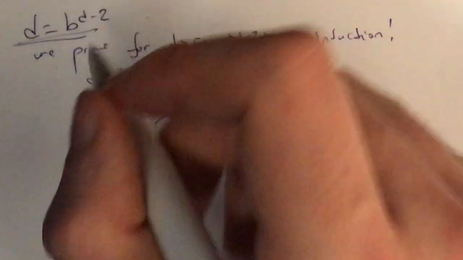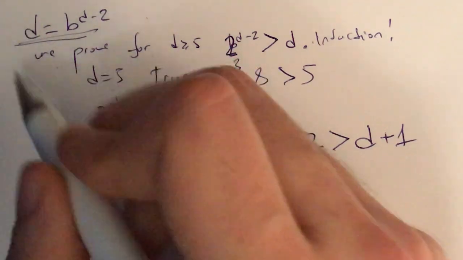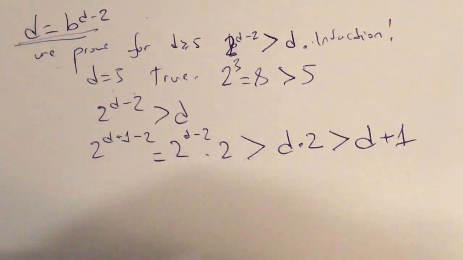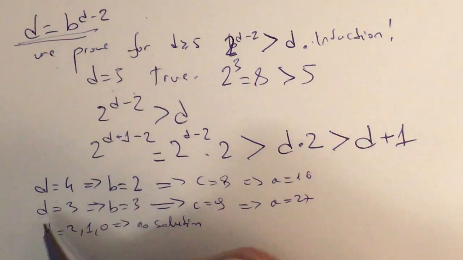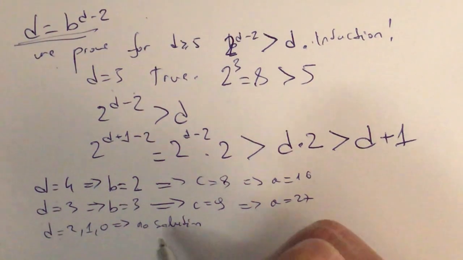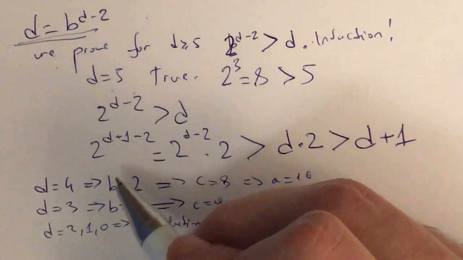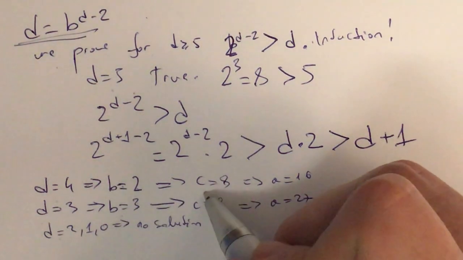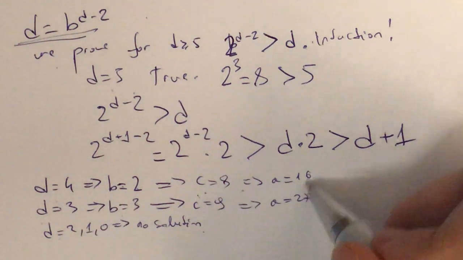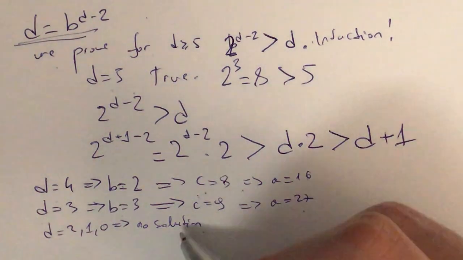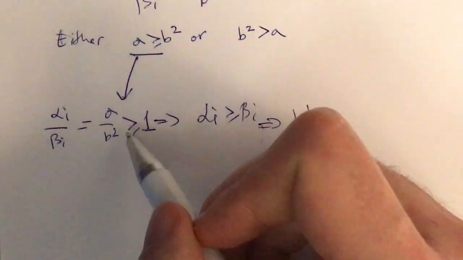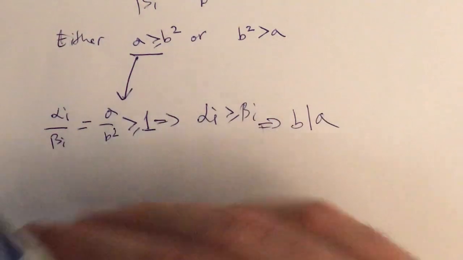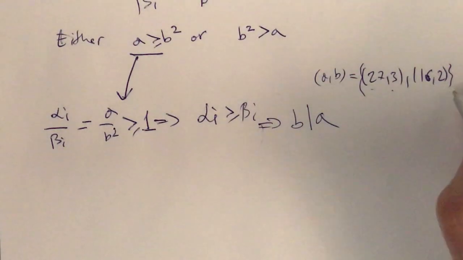Now this means here that we only have to really worry about cases for d being less than or equal to 4. And what we get is d is equal to 4 implies b is 2, d is 3 implies b is 3, d is equal to 2, 1, 0 implies no solution. And for these two cases, this implies that c is 8, c is 9, and then a is 16 or a is 27, which gives us 2 out of our 3 solutions. And now we go back to the other case. So this case gave us our 2 solutions, namely (a,b) being (27,3) and (16,2).